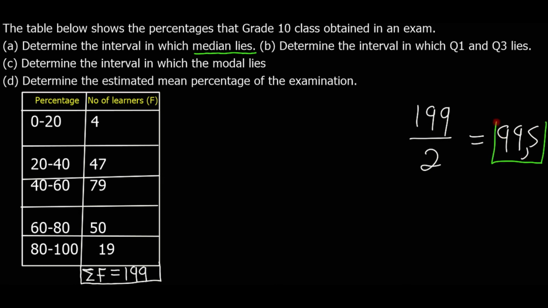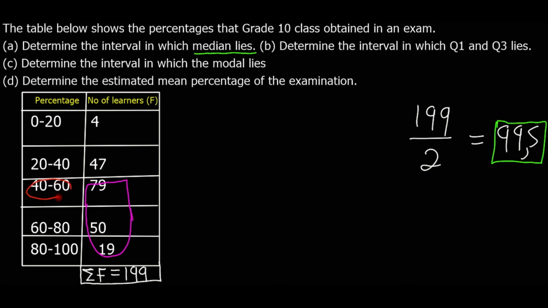So 99.5. And then from there we add these frequencies until we reach a frequency that gives us 99.5. So we add 19 plus 50 which gives 69, and then we are short by 30.5 to reach 99.5. So 30.5 obviously falls on this frequency because 79 is more than 30.